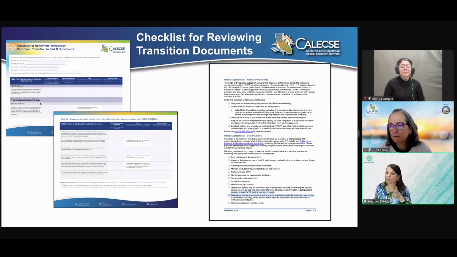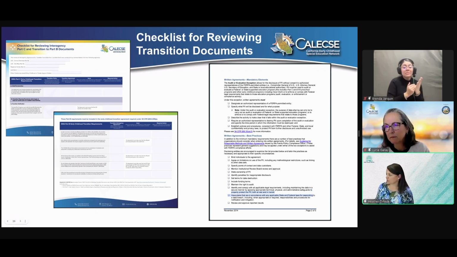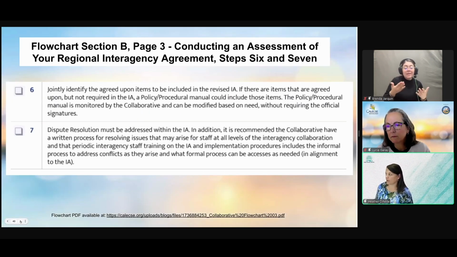We have some people that are really good at looking at interagency agreements and looking at that language. They were key people to have go through the documents and look through. So looking through those different pieces of your interagency agreement and looking for the required components. We also have all of the mandatory elements of your written agreement and your best practices. So things that aren't required, but are really good practices for you to have.